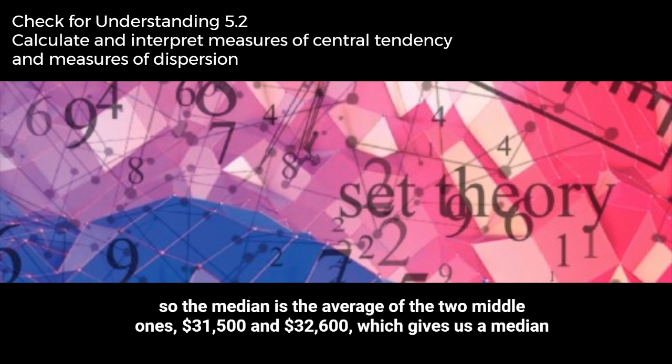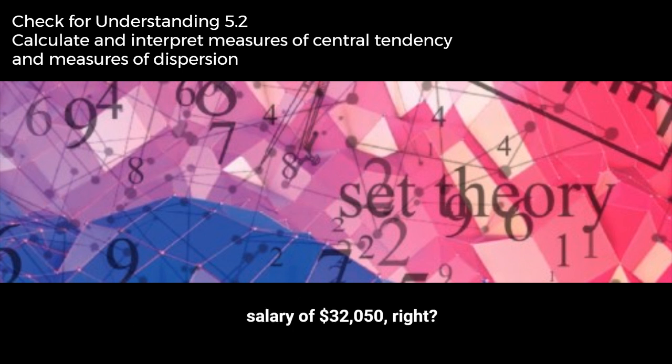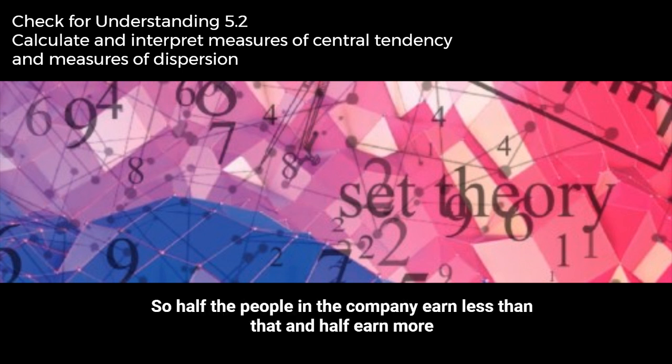There are 6 salaries, so the median is the average of the two middle ones, $31,500 and $32,600, which gives us a median salary of $32,050. Right, so half the people in the company earn less than that and half earn more.